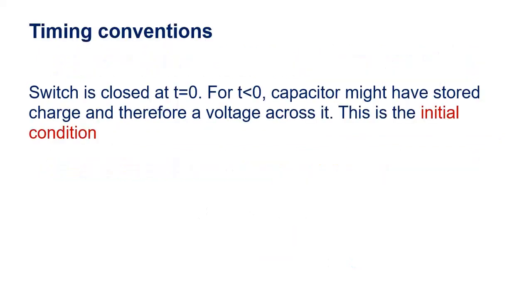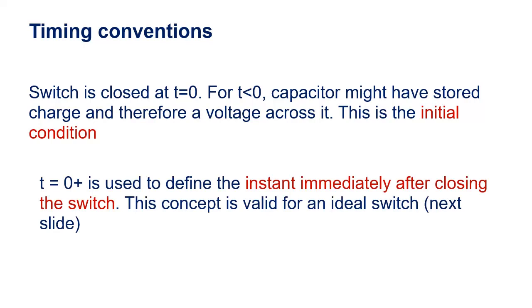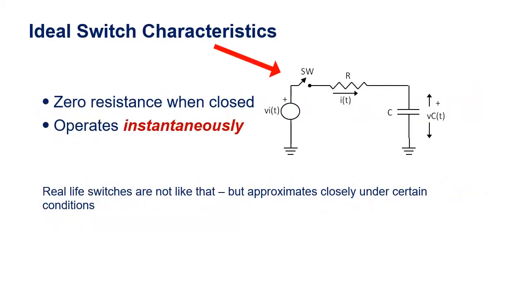Switch is closed at t equals 0. Before closing the switch, the capacitor might have stored charge and therefore a voltage. This is the initial condition. We define t equals 0 plus the instant immediately after closing the switch. This is valid for an ideal switch. More details in next slide. We assume the switch to be ideal, that is, it operates instantaneously. Also, it has zero resistance when on.